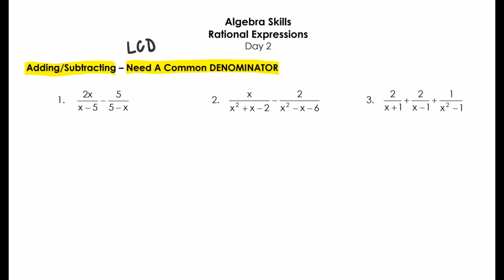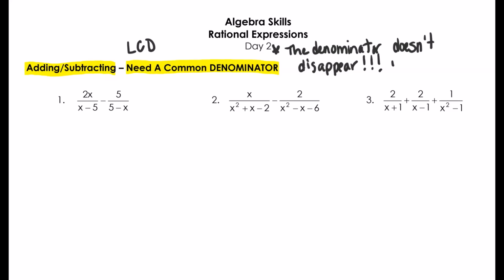One issue that I tend to see with these is that students feel like we're solving and the denominator somehow disappears, and that's not correct. When you add and subtract, the denominator does not disappear. All right, so be mindful of this because this tends to be a common misconception, and we're getting it confused with solving a proportion.